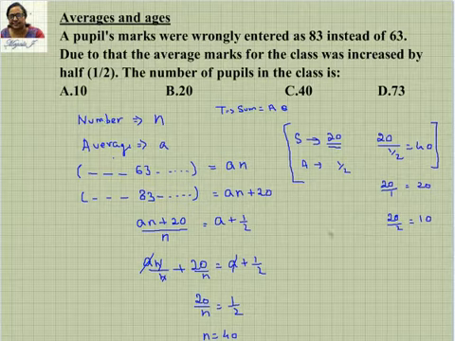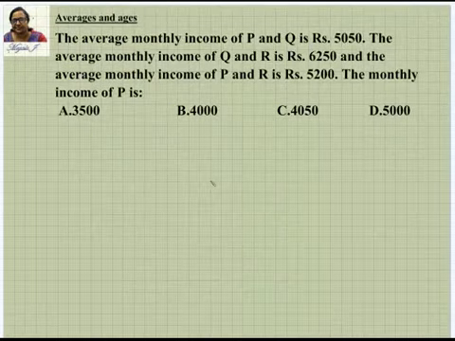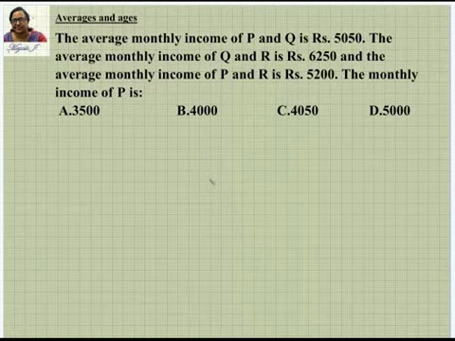If you're clear with this, with the change, whatever is happening, you can just directly find out what the quantity is. The next problem is: the average monthly income of P and Q is 5050. The average monthly income of Q and R is 6250, and the average monthly income of P and R is 5200. The monthly income of P is asked. So average is given, you're asked to find the quantity. It's quite easy.